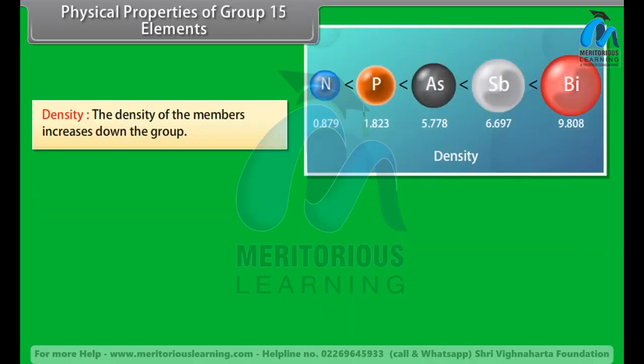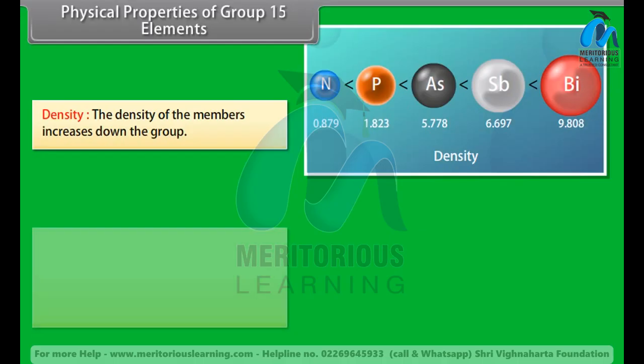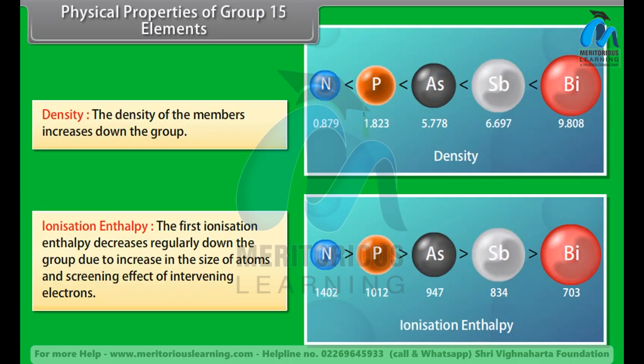Thus, there are weak forces of attraction between their atoms in the solid state, responsible for its low melting point. Density. The density of the members increases down the group. Ionization enthalpy. The first ionization enthalpy decreases regularly down the group due to increase in the size of atoms and screening effect of intervening electrons.